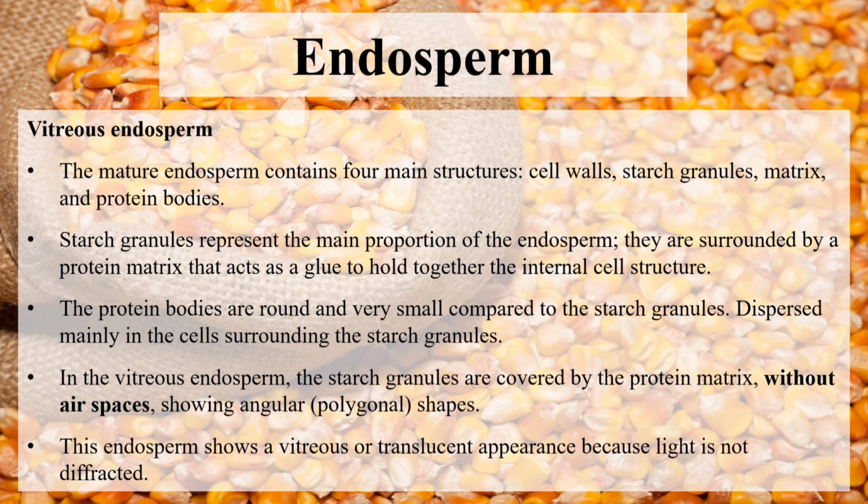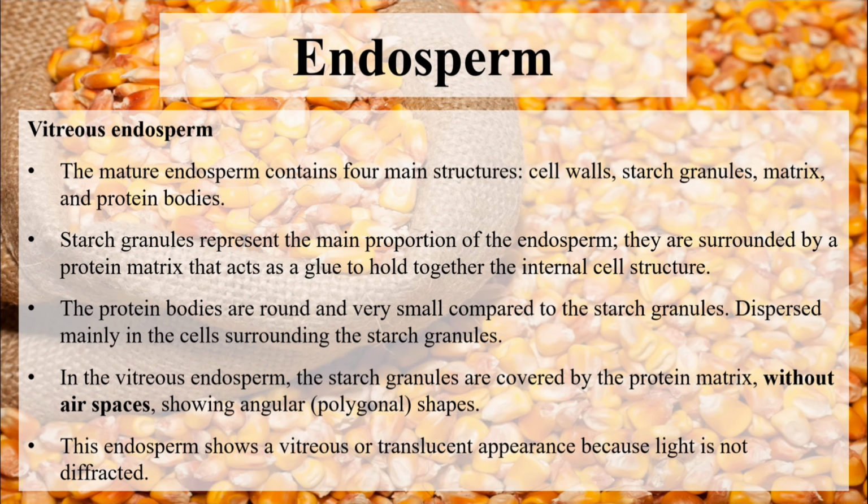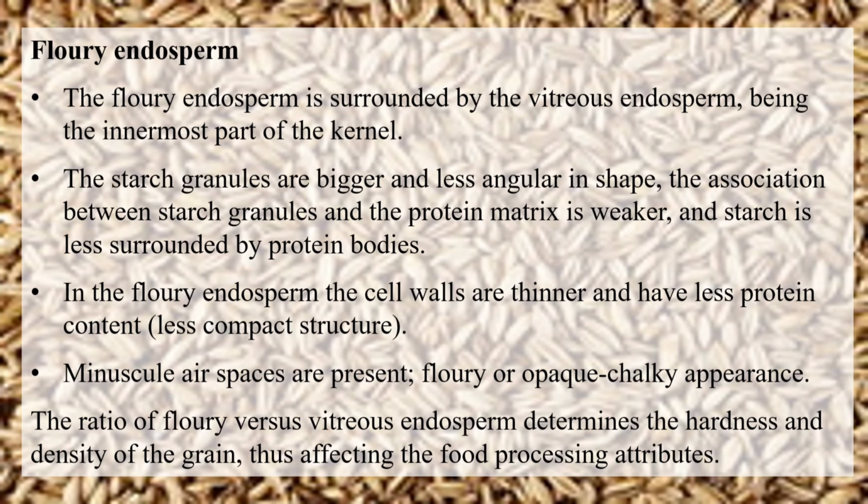Vitreous endosperm. The starch granules are covered by the protein matrix without air spaces, showing angular polygonal shapes. This endosperm shows a vitreous or translucent appearance because light is not diffracted. Floury endosperm. The floury endosperm is surrounded by the vitreous endosperm, being the innermost part of the kernel. The starch granules are bigger and less angular in shape. The association between starch granules and the protein matrix is weaker, and starch is less surrounded by protein bodies. In the floury endosperm, the cell walls are thinner and have less protein content, a less compact structure. Minuscule air spaces are present.